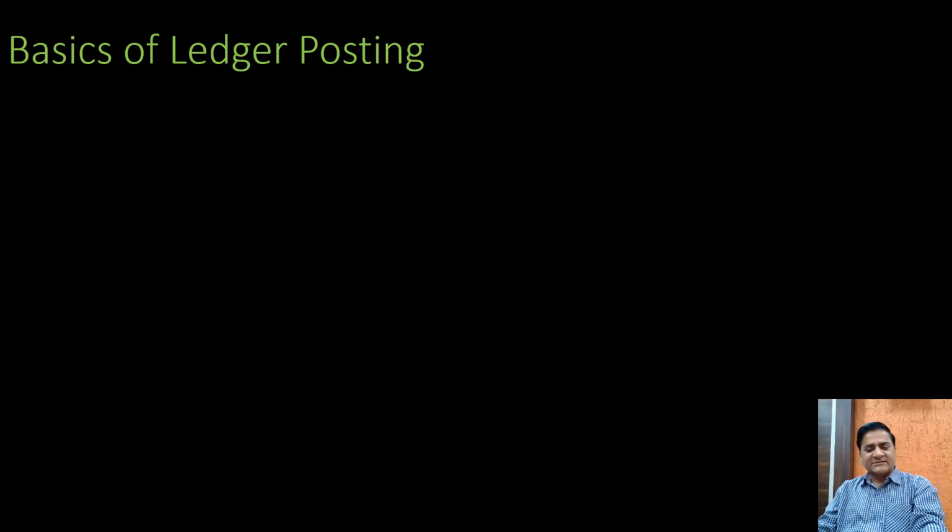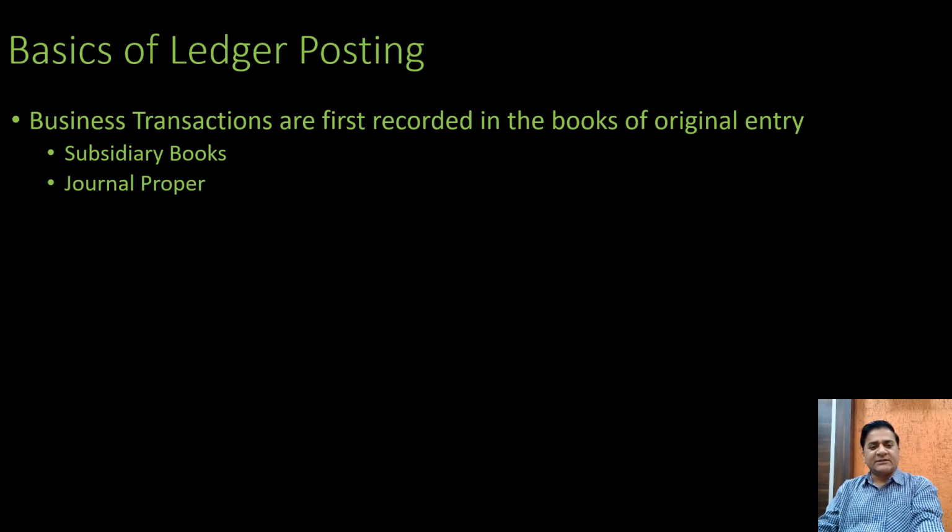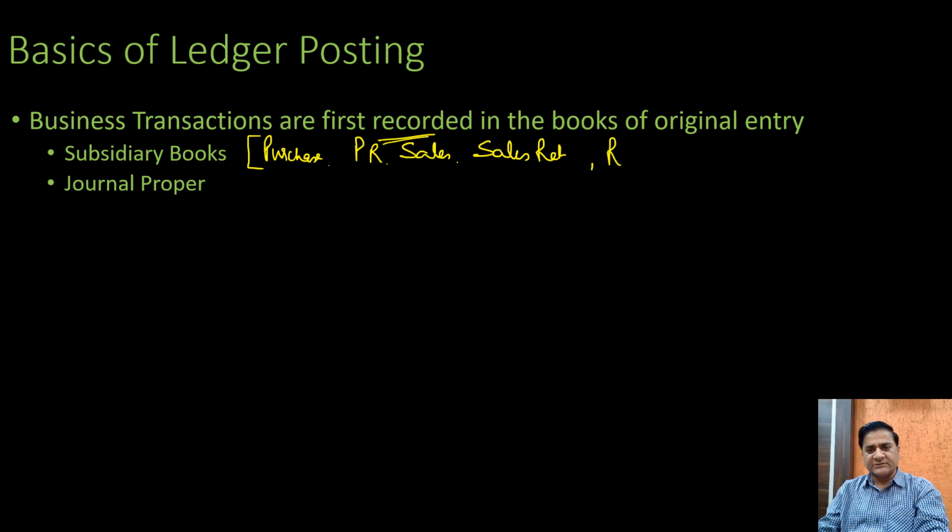Well, in order to understand the ledger, we need to understand that originally the business transactions are recorded in the subsidiary books. In our earlier classes, we have seen what a subsidiary book is. What are the various subsidiary books? The subsidiary books are the purchase book or the purchase returns book, the sales book, the sales returns book, the bills receivables book or accounts receivable book, accounts payable book. So these are all my subsidiary books.